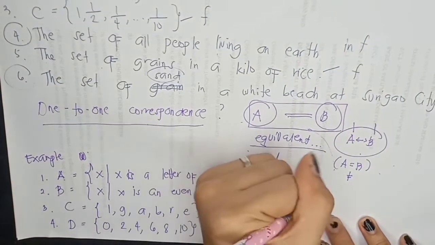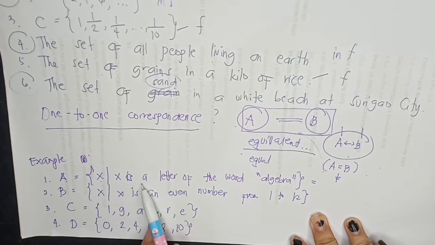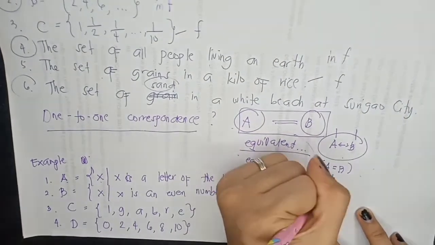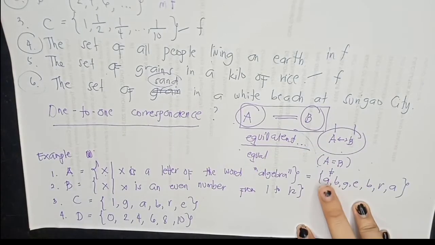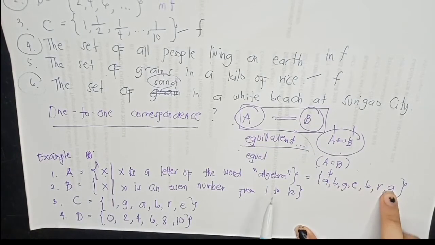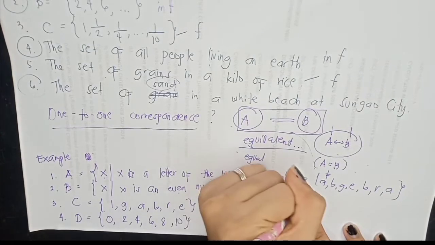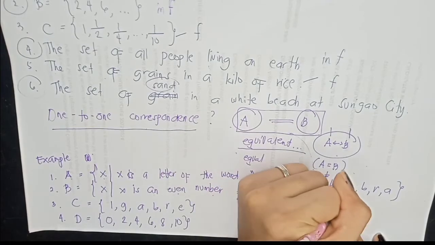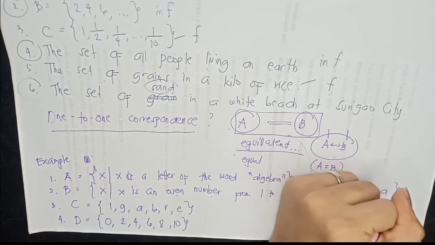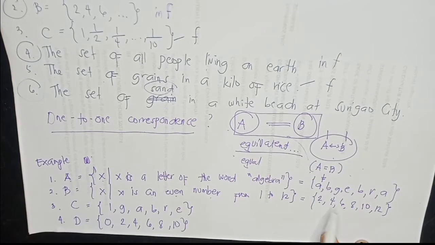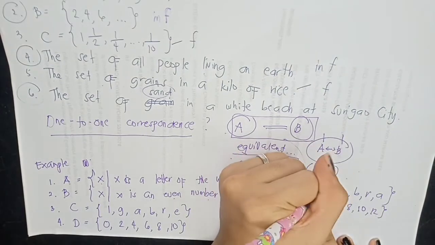So, first is, isusulat muna natin kung sino ang mga elements, kung sino ang mga X dito sa A. So, the letters of the word algebra. So, we have A, L, G, E, B, R, A, right? So, there are 1, 2, 3, 4, 5, 6, 7. There are 7 elements ni A. The second one is a set of even numbers from 1 to 12. So, from 1 to 12, we have 2, 4, 6, 8, 10, and 12. So, we have this 2, 4, 6, 8, 10, 12. So, we have 6 elements. This is B.